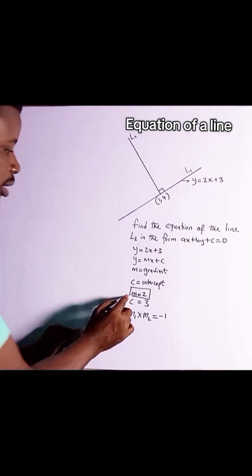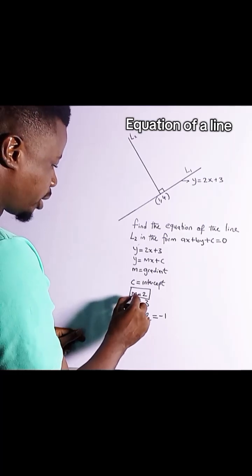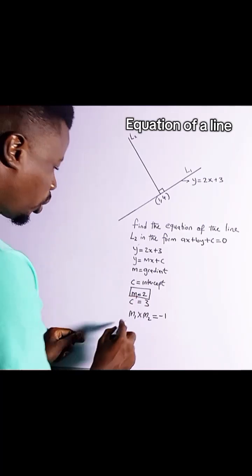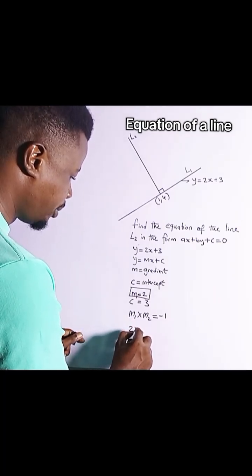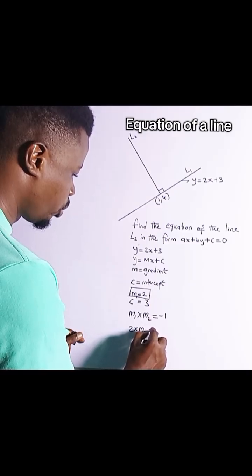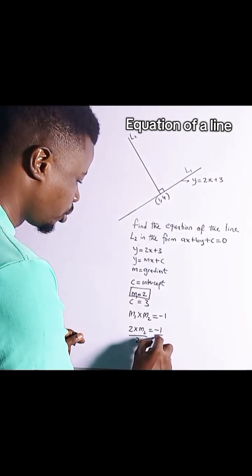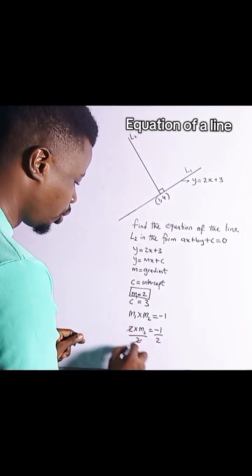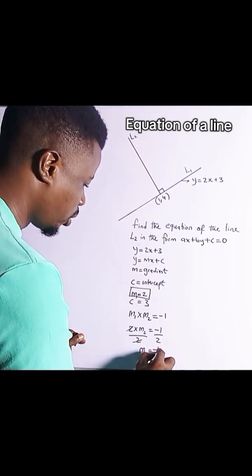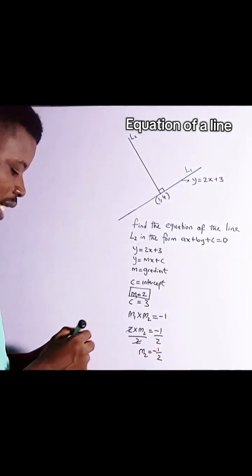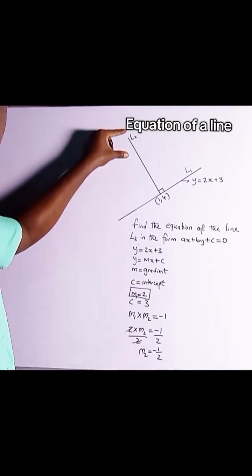So since this is line L1, let's say this gradient here is m1. So what does it mean? It means that m1, which is 2, times m2 will be equal to -1. Now if you divide both sides by 2, what do you have? Your m2 becomes -1/2. Now this is your gradient for the second line.